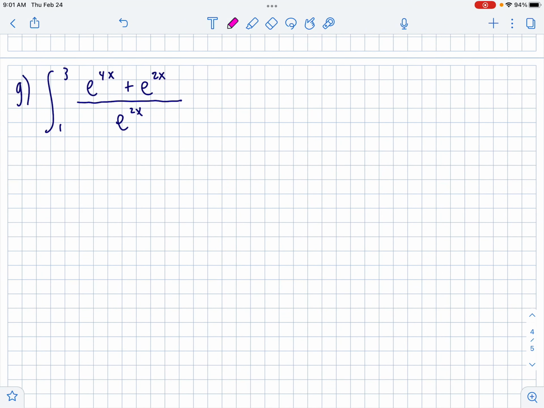Last problem. We're going to do this definite integral. Looking at this, you might be intimidated or you might be prone to making a mistake because we don't really have a quotient property of integrals. Some people might try to just say that this integral is just itself, but that's not quite true. Oh, forgot the dx on the end. What you're going to do is rewrite this. You're going to split it into e to the 4x over e to the 2x plus e to the 2x over e to the 2x dx.